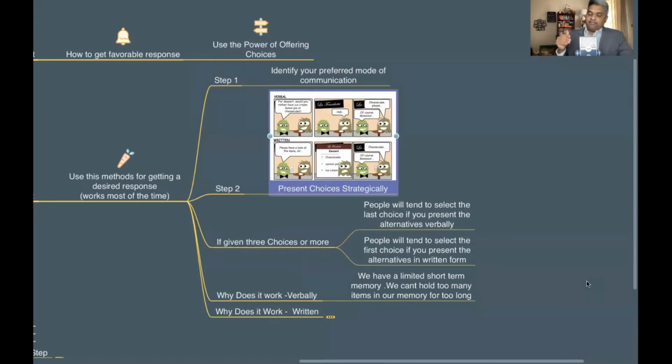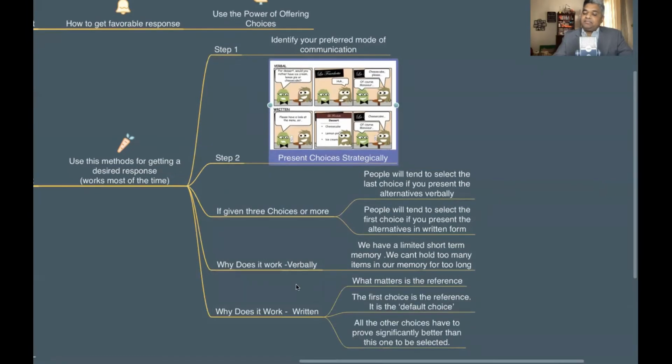When you are giving these choices verbally, people have limited short-term memory. We cannot hold many items in our memory for too long. That's why we would ideally go with the last option that we recollect. Then what happens when it is presented in written form? Here it is not a matter of memory. Here it is a matter of reference. What do I mean by that? The first choice, when you see it in written form, is the default choice of reference. All the other choices have to be significantly better to be selected.